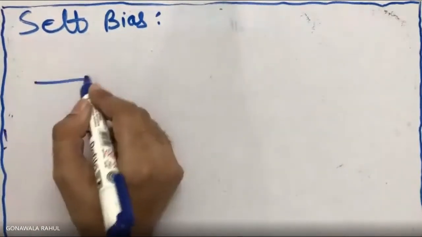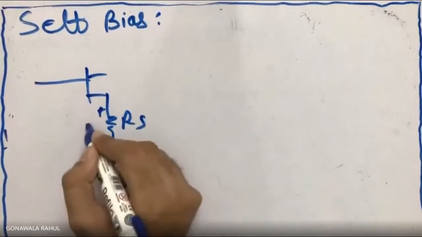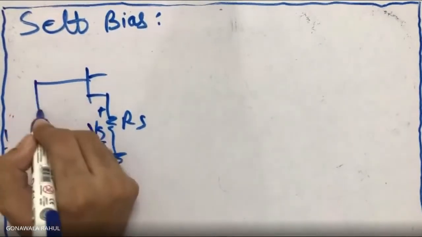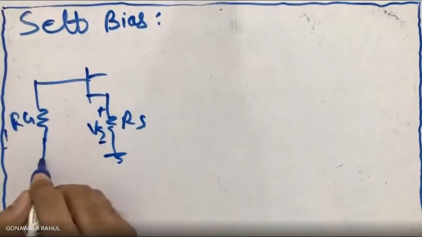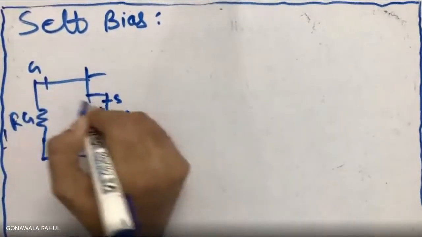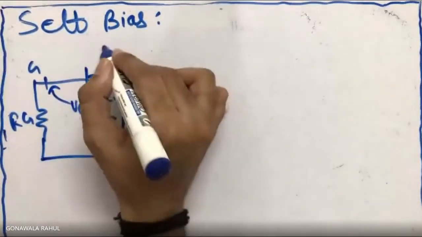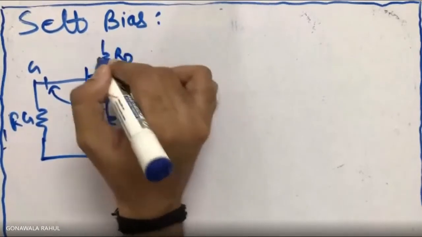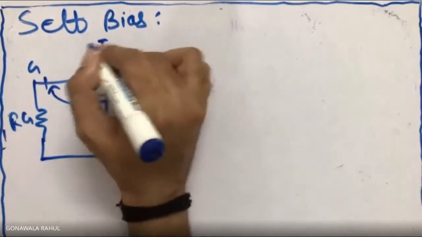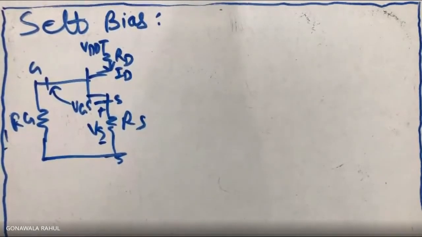So in self bias, here there is RS across which we have VS. Here we have RG, which is also grounded, so I connect it like here. This is my gate terminal, this is my source terminal. Across here we have VGS. Here RD through which current ID is flowing, and this is VDD. So this is the circuit. Additionally here RS comes for the self bias purpose.